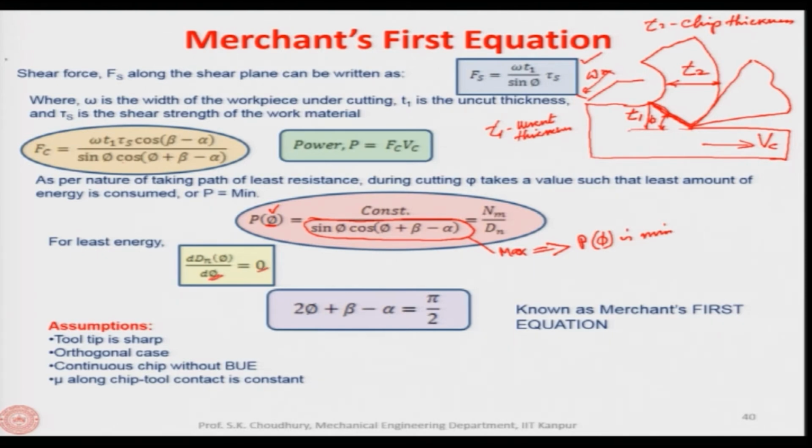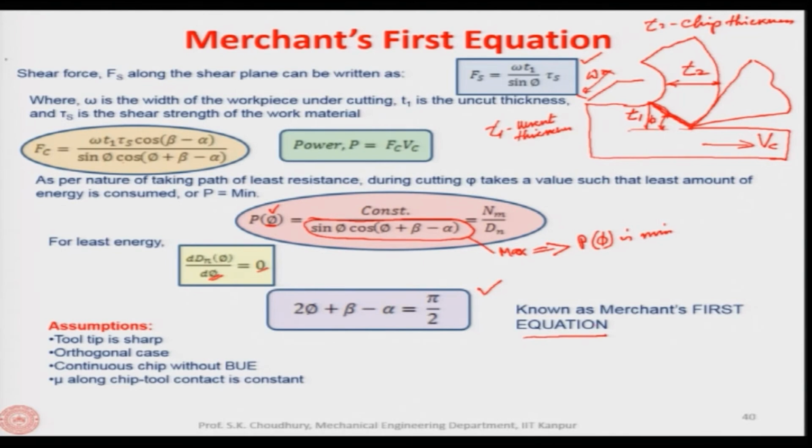So, if we do that, the first derivative of sin phi cos phi plus beta minus alpha gives 2 phi plus beta minus alpha equal to pi by 2. You can find this out by taking the derivative of this with respect to phi, and this is 2 phi plus beta minus alpha equal to pi by 2. This is known as Merchant's first equation.